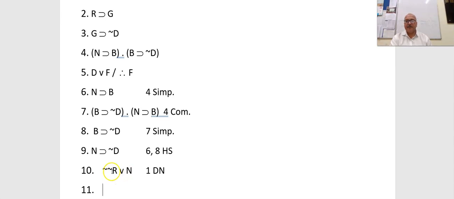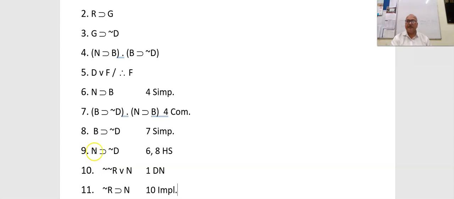Now what we can do with this? We can write negation of R implies N. What is the rule which allows this? From 10 we are deriving 11, negation R implies N. So we have applied material implication, right? So we got negation R implies N.